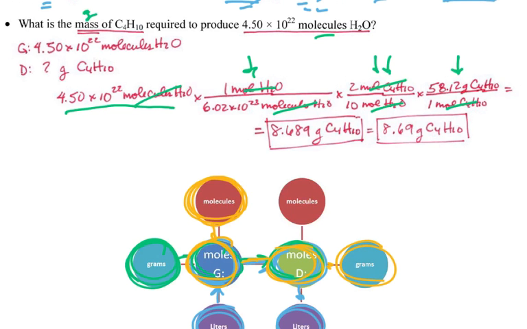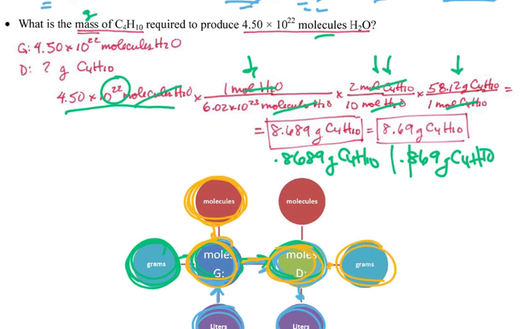Now, when this is all said and done, I did make one math error when I wrote it out. And I thought that this was a 23, not a 22. So this number is too large by 10. So the actual answer is 0.8689 grams of C4H10, which we might want to round off to 0.869 grams of C4H10. So both of these are the 2 good answers here. Okay, and that is the quick check.